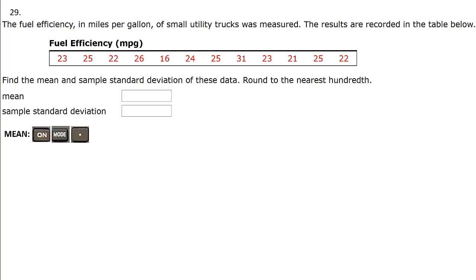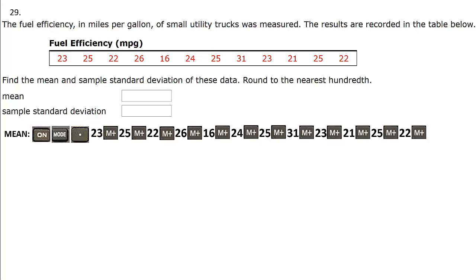First of all, for the mean, or for any of these that you're going to use the calculator for, you need to get the data in. So you press on, that clears out any old data. Mode dot puts you into stats mode. Then you enter the data, followed by an M plus key. Do not forget to press M plus after entering the last data point, which is 22. If you don't enter that M plus that last time, the 22 won't go in.